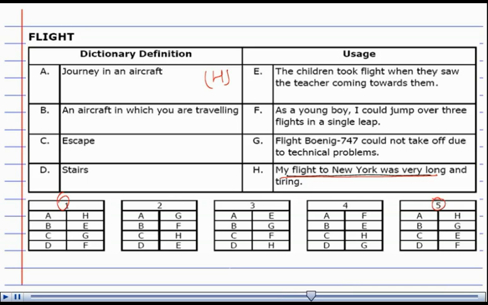Let's check out the other meanings. Here, the easiest option available is C, escape. Now you can clearly see that in option E, the children took flight when they saw the teacher coming towards them. It means the children are trying to escape from the teacher, thus giving us option number 5 as the correct answer, because C along with E is only available in option number 5. Thus, our answer is option number 5.